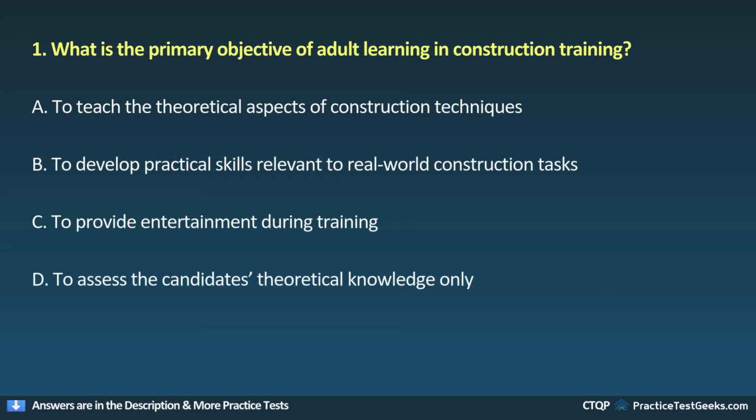1. What is the primary objective of adult learning in construction training? A. To teach the theoretical aspects of construction techniques. B. To develop practical skills relevant to real-world construction tasks. C. To provide entertainment during training. D. To assess the candidate's theoretical knowledge only.